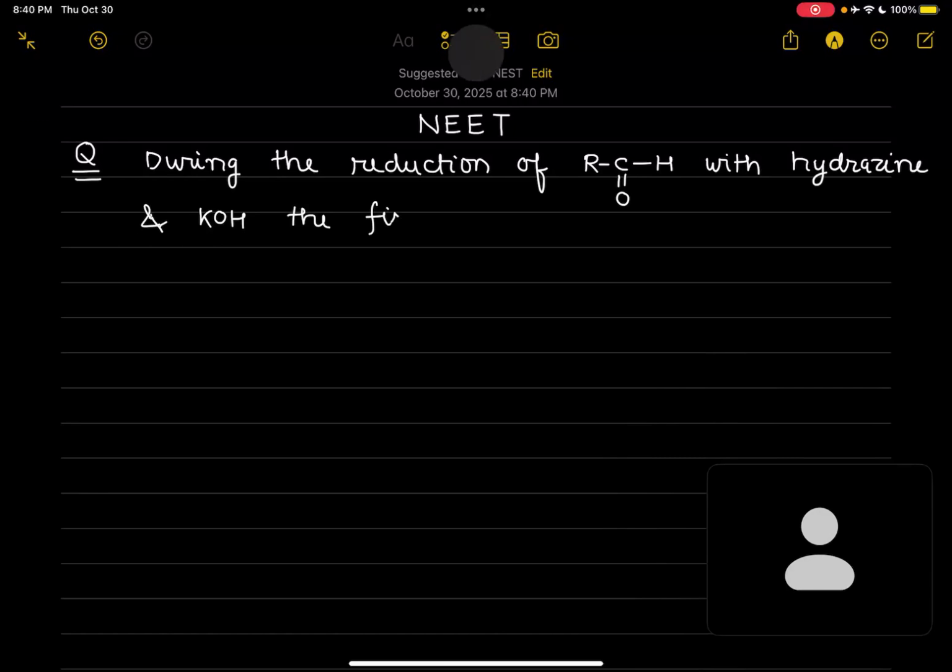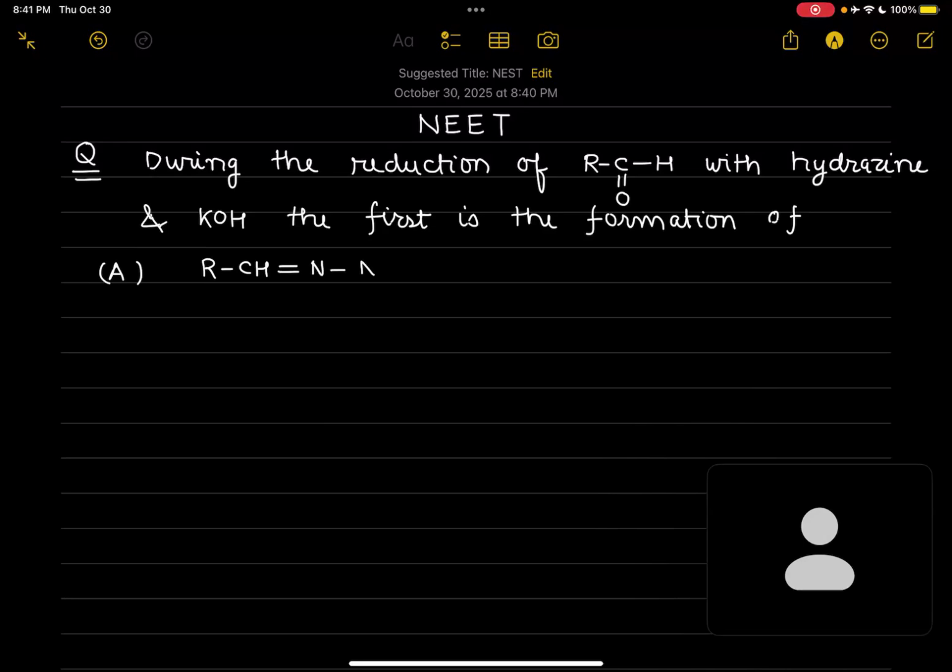The first is the formation of RCH double bond N NH2. Option B, R C triple bond N.